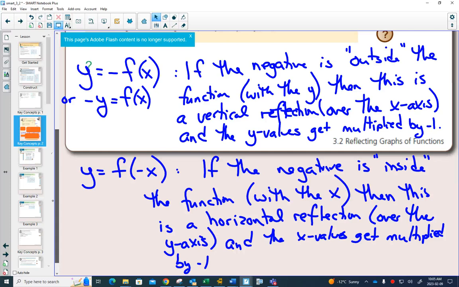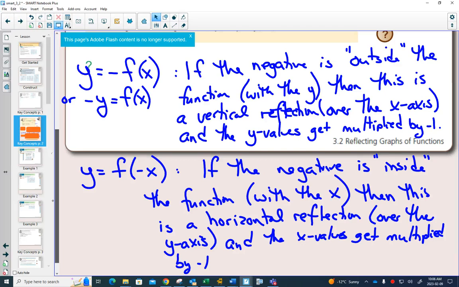So if you ask yourself, okay, if I flip something horizontally over the y-axis, which coordinate is changing? My x-coordinate or my y-coordinate? And if it's my x-coordinate that's changing, that means that negative was inside the function with the x.